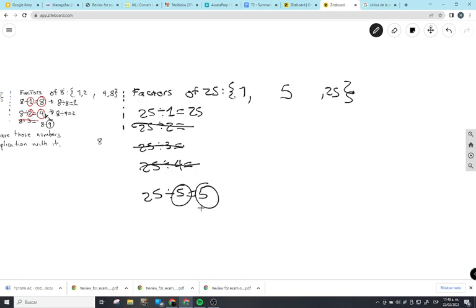And we finished because we already found the same. We found a repeated number, so that's all. We don't need to continue anymore. All of the factors of 25 are only these 3: 1, 5, and 25. Okay? So that's it. That's how you find factors.